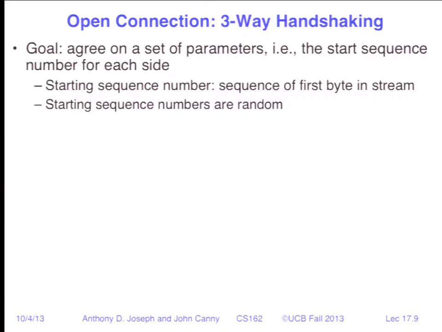Now, as a really simple security measure, and also to deal with repeated connections that I might make from one machine to another, we make the sequence numbers random. So hopefully that means we don't have collisions. I don't get a packet that was delayed in the network from a connection that I just had from a particular host.